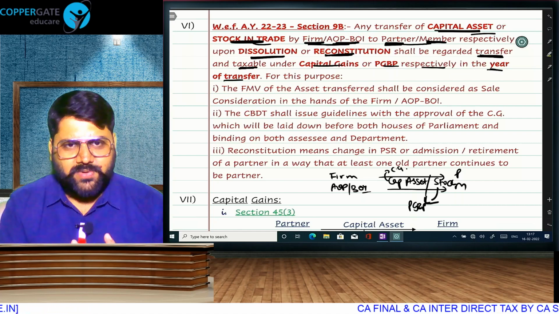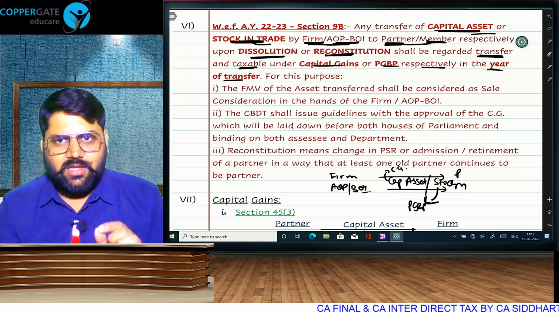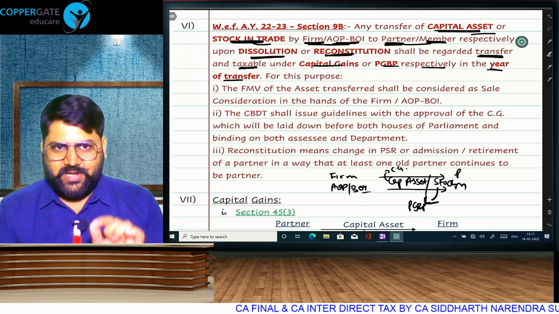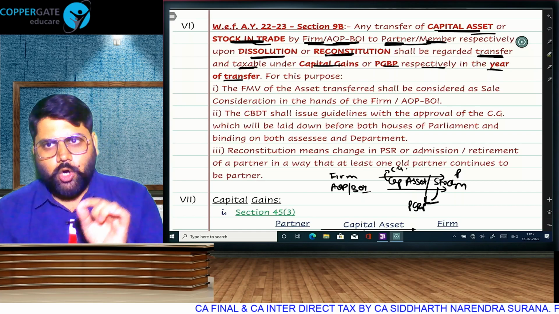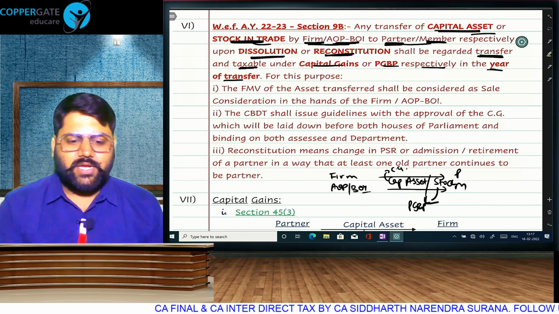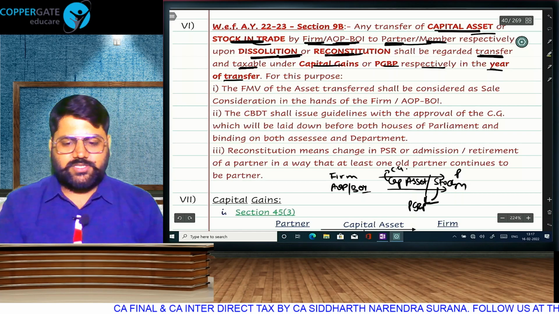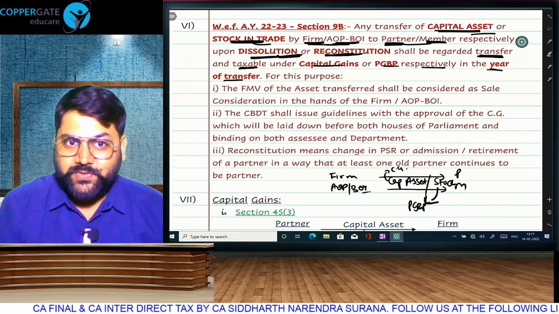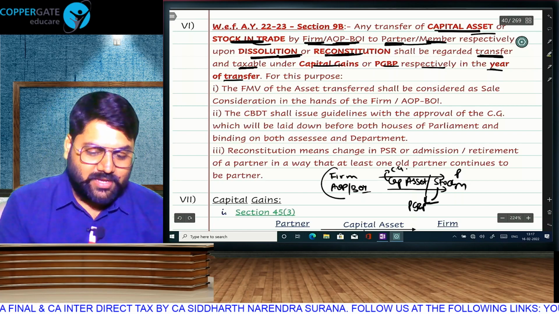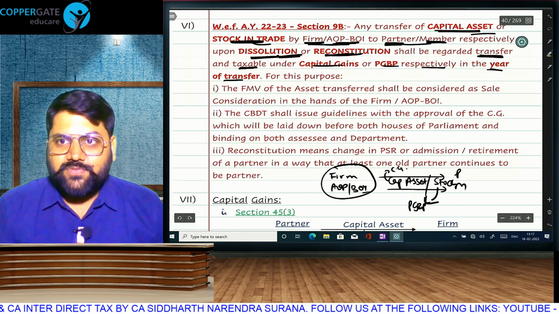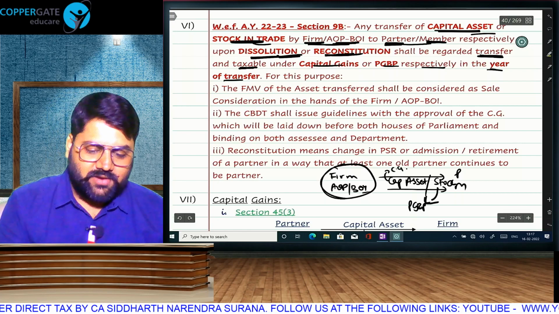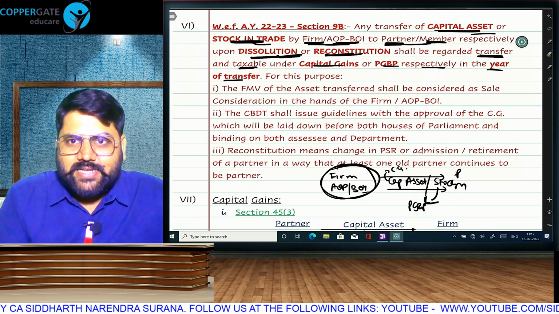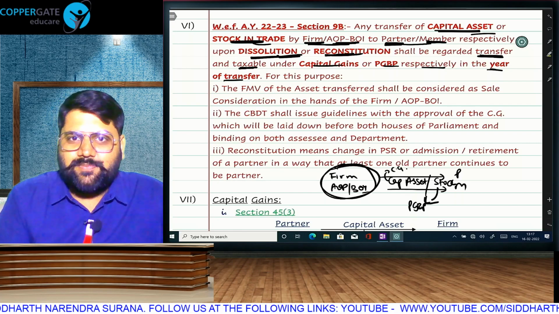Let me put it in simple language. Firm is transferring capital asset to partner or stock to partner. AOP is transferring capital asset to member or stock to member on any of the two occasions, dissolution or change in constitution. Then that will give rise to incomes. If the asset transferred is capital asset, then there will be capital gain in the hands of the transferor. And if the asset transferred is stock in trade, then there will be PGBP in the hands of the transferor. It will be taxable as capital gain or PGBP respectively.